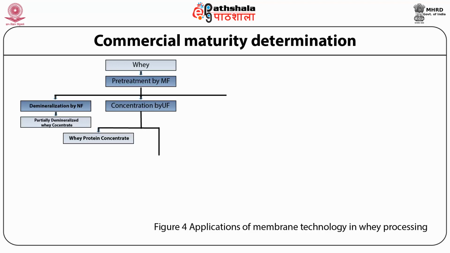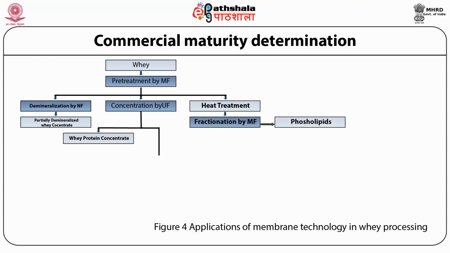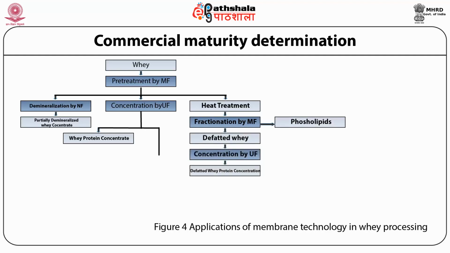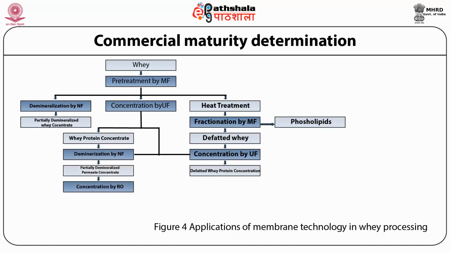If we give heat treatment and fractionate by MF, then we can fractionate phospholipids from the whey also. Defatted whey will be again concentrated with ultrafiltration, and again the permeate will go for nanofiltration followed by RO, and we get the lactose. Otherwise we can get defatted whey protein concentrate, or in powder form also.